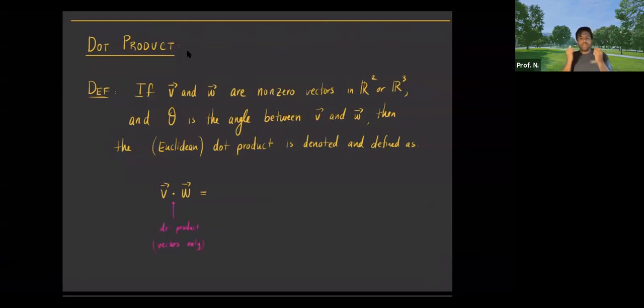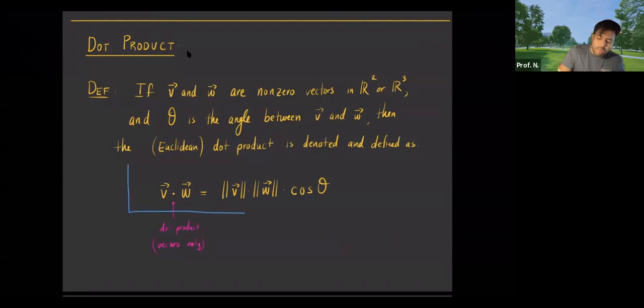So the dot product itself is only between two vectors. The dot product is defined as the norm of V multiplied by the norm of W times the cosine of the angle. That's how we define the dot product, or particularly the Euclidean dot product.